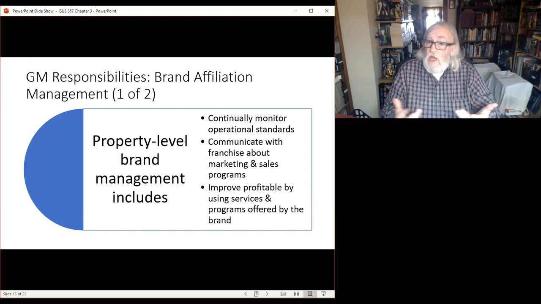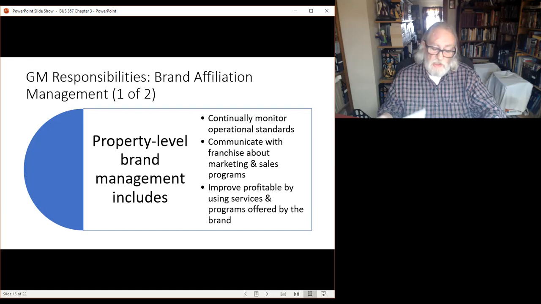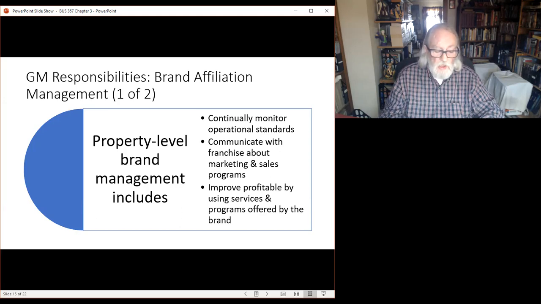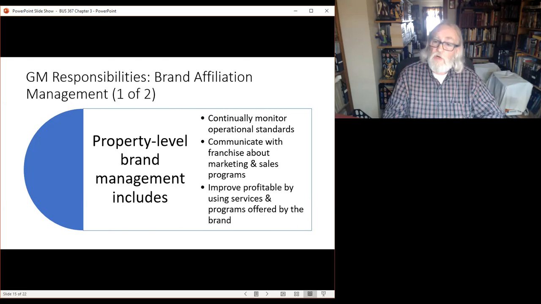And that is actually part of any contractual agreement for a franchise that a franchisee enters into with a franchisor, that you maintain the standards of the operation. And as well, the GM must communicate effectively with the franchise brand, the contacts, the people with that organization, those officials who really have the last say, if you're a franchise operation, about your marketing and sales programs.